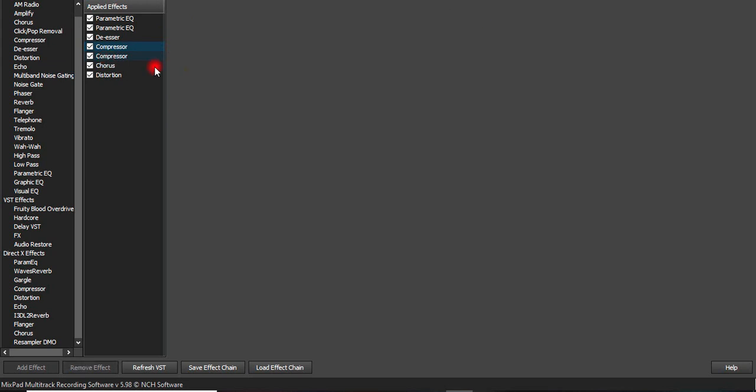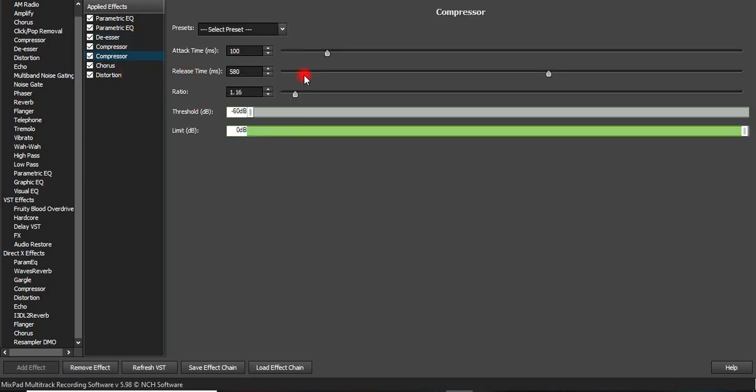Then for my second compressor, I use it as a ground compressor. I always make sure it sounds exactly like my second compressor. To make it more simple, I use it because I want my vocal to blend with the beat.